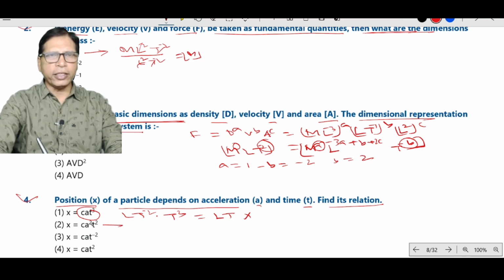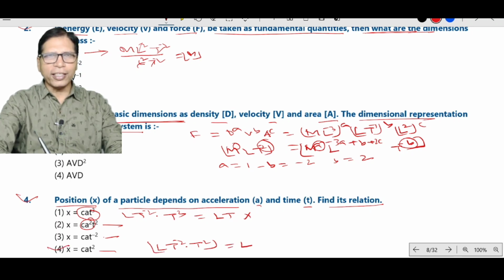Now look at this relation. This cannot happen because here L square. Now look at this. This is T to the power minus 2. No, this is not possible. Now look at this. This is the a. a means L T minus 2 into t square. So look at this. This is the L.